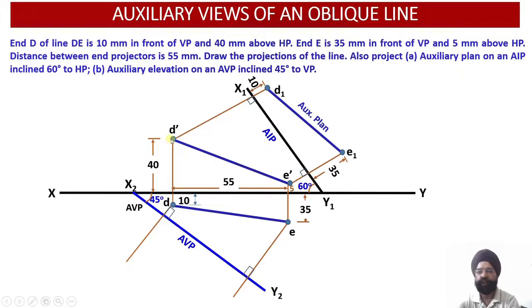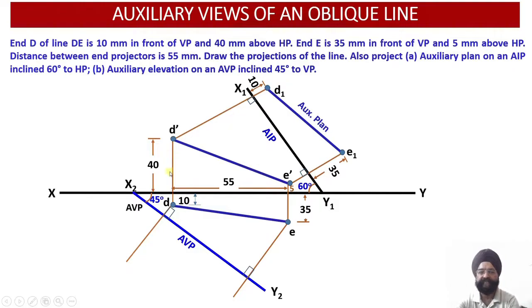So the distance of D dash in front view is 40 millimeter above the horizontal plane. Above horizontal plane means positive. Distance of E dash, this is 5 millimeter above the XY line or the horizontal plane. So this is also positive.